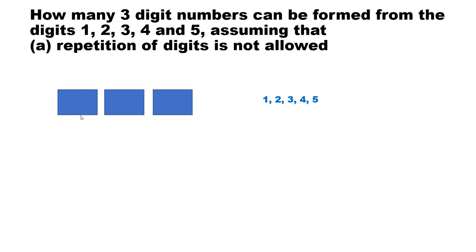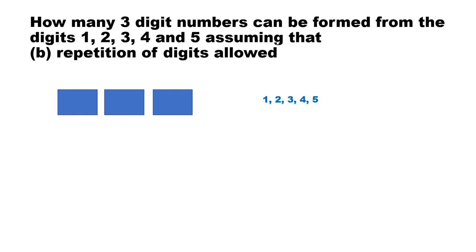The first box can be filled up in 5 ways, so that's 5. And since repetition is not allowed, once the number has been filled up here, that cannot be reused, so we'll be left with 4 digits for the second box here. So that's 4, and the last one will be left with 3 digits. So the number of ways in which we can write 3-digit numbers from these 5 digits is given as 5 times 4 times 3, and that is equal to 60.